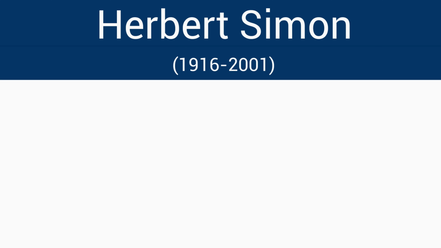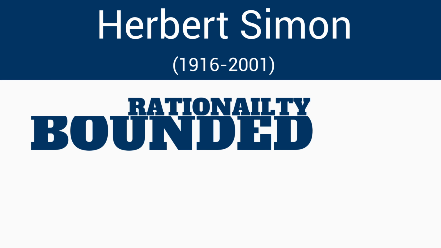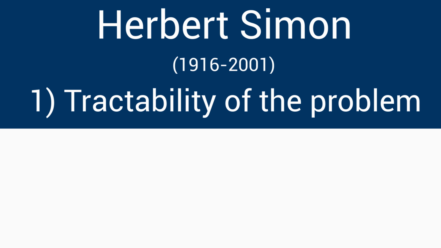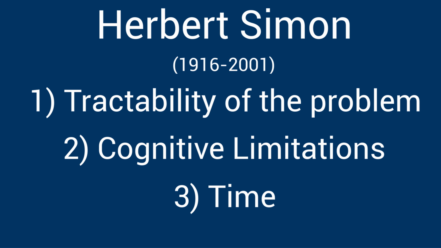First off, economist Herbert Simon was one of the first to look at behavioural aspects, and he proposed that people's rationality is bounded by three factors. Firstly, how manageable the problem is. The more manageable the problem is, the more rational people's decisions are. Secondly, people's mental limitations. And thirdly, time. The more time people have, the more rational their decisions are.